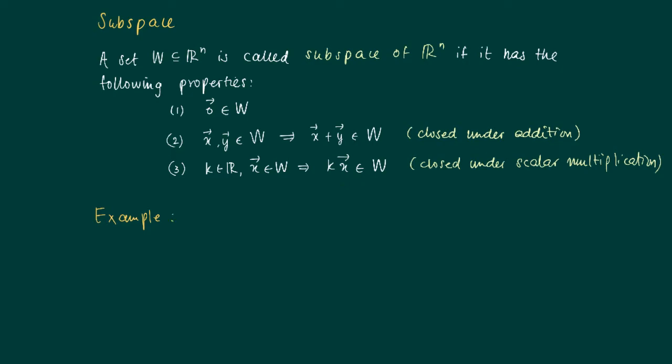So consider an example. You may question whether the following plane is a linear subspace of Rn: x plus 2y plus z equals 3. Well, the answer is no. It's not a subspace because clearly the zero vector does not belong to V. V is not a plane through the origin.